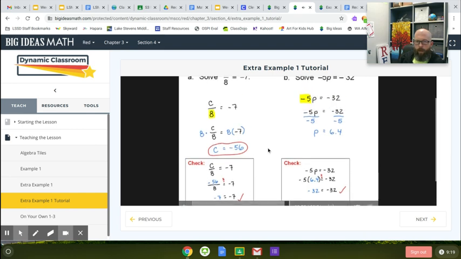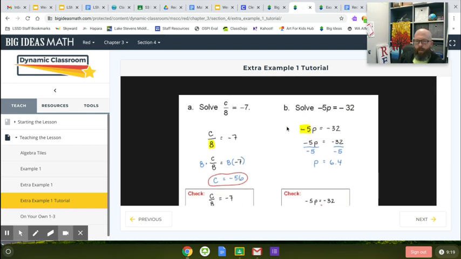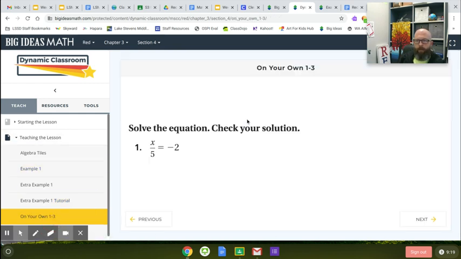All right, there you have it. Make sure you have those examples written down so you can refer to them. And now we're going to try a few on your own. So we have 3 problems here. I want you to try these. So we have x divided by 5 equals negative 2, negative a equals negative 24, and 3 equals negative 1.5n.